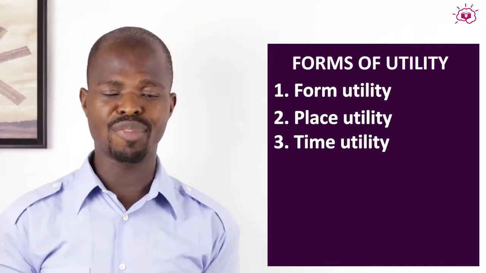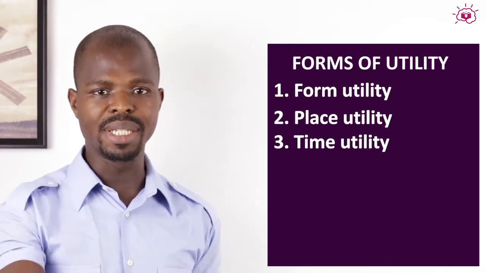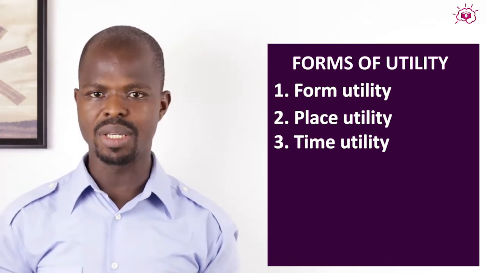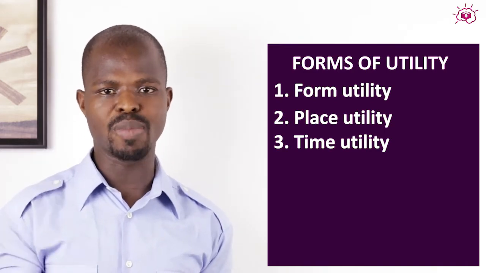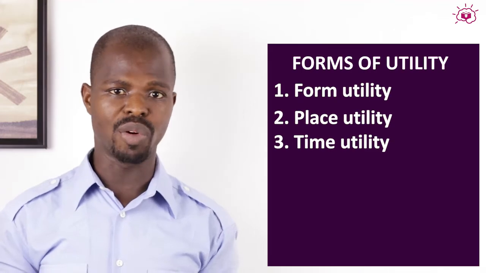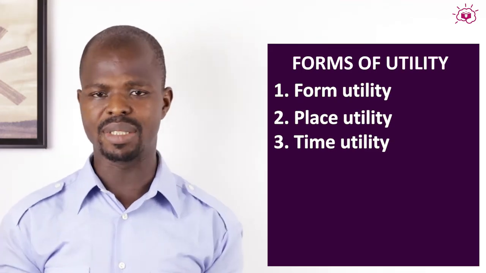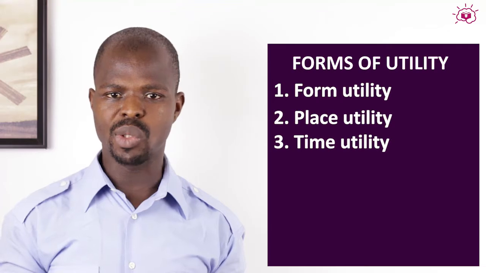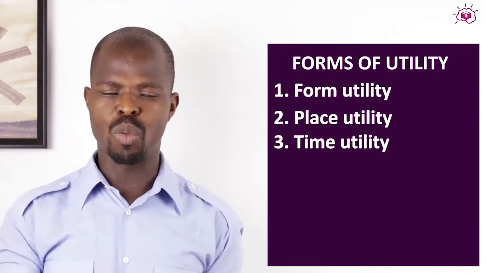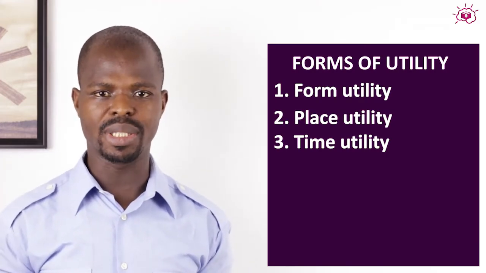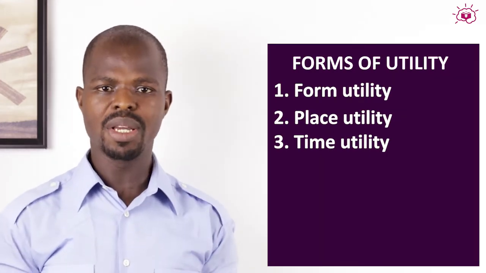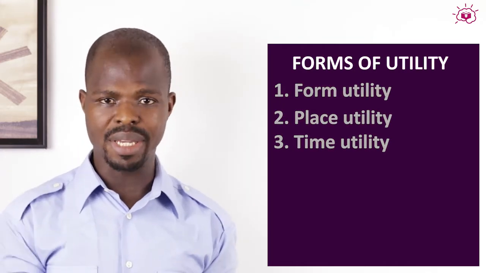Now, the third one is time utility. There are some products that have to be kept until when needed before they can possess utility. An example is seasonal products like Christmas goods or New Year goods, or even when a Muslim festival is approaching, like the Layah festival. So some goods have to be produced ahead of time, and when the time comes, they are taken to the market, where they possess utility or satisfy the need of consumers. These are the three forms of utility that we have: form utility, place utility, and time utility.